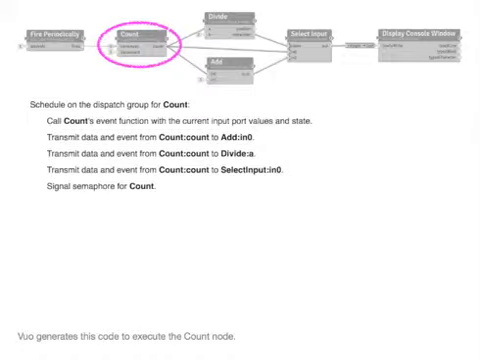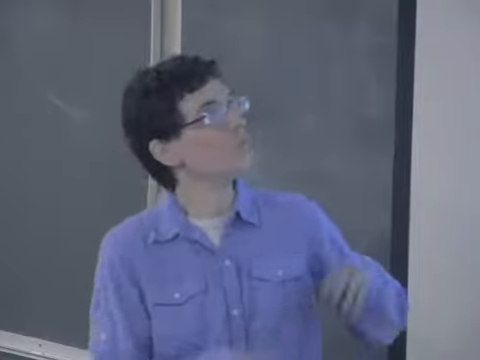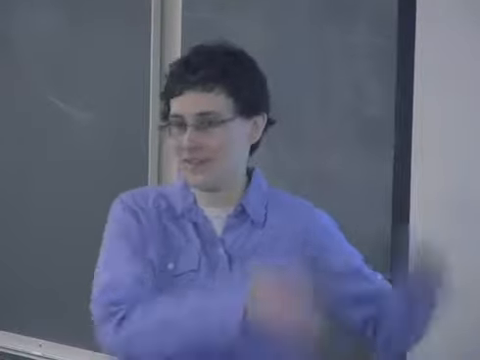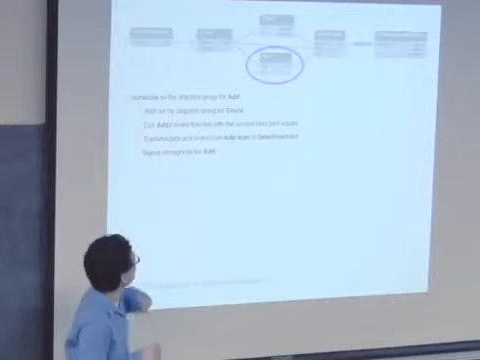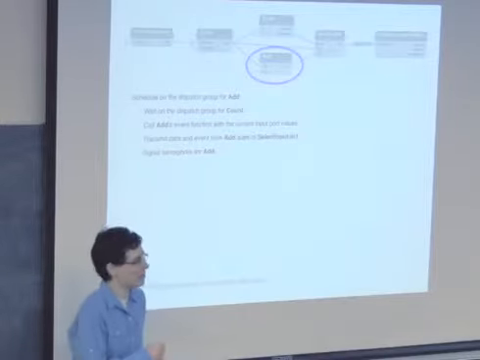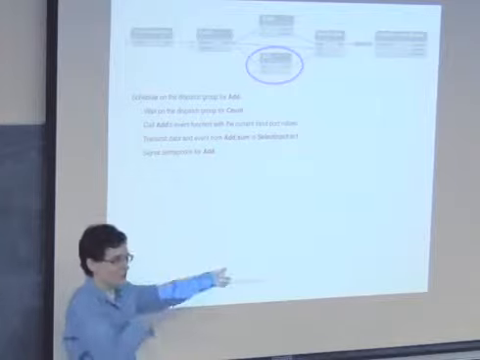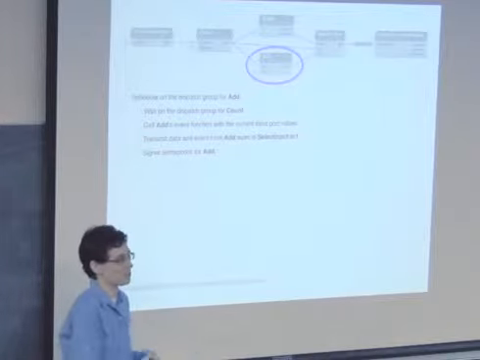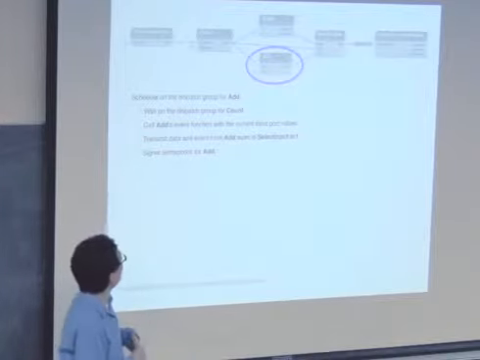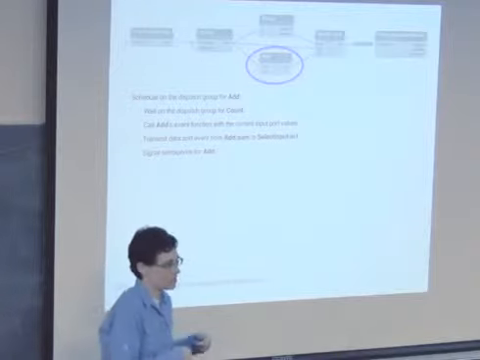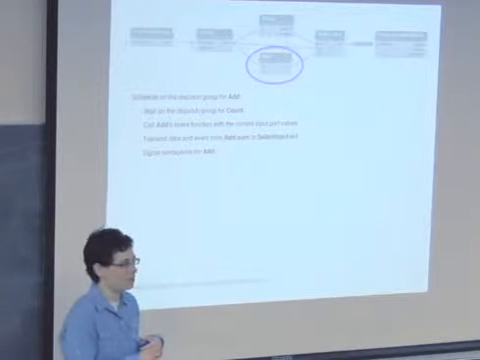Okay, so again, we're just copying the data into the variable associated with each input port. You need to signal the semaphore for the count node to say that we're done using it for this event, so that the next event that comes along can use this node. So the next node that needs to execute is either going to be add or divide, so they can both execute concurrently. The way that we accomplish this is with something called dispatch groups.